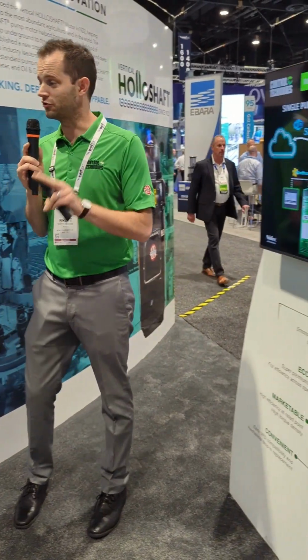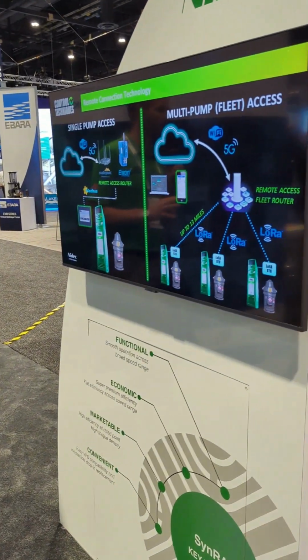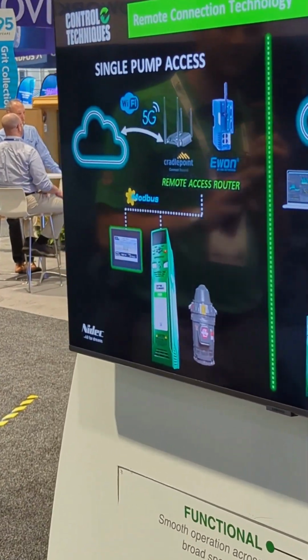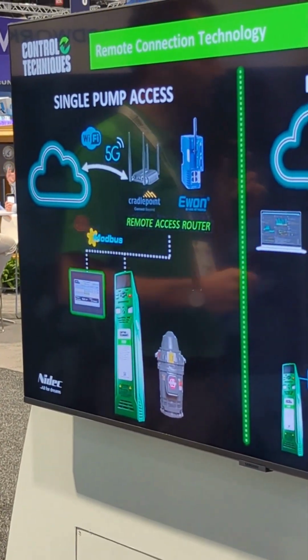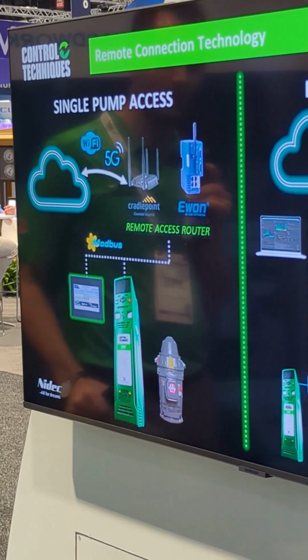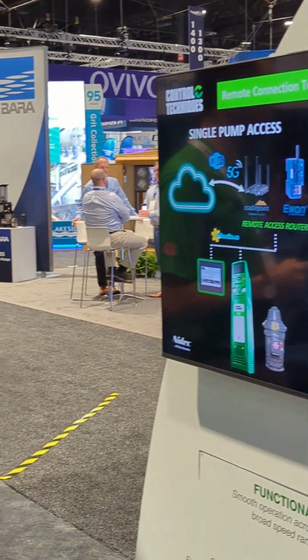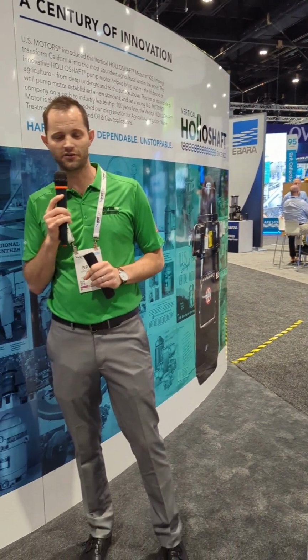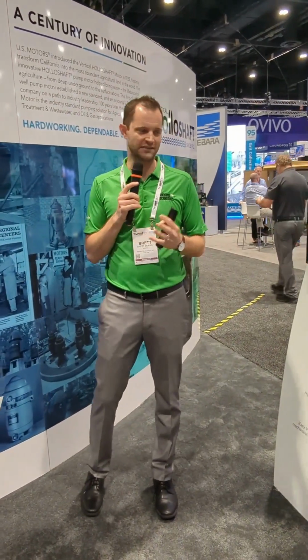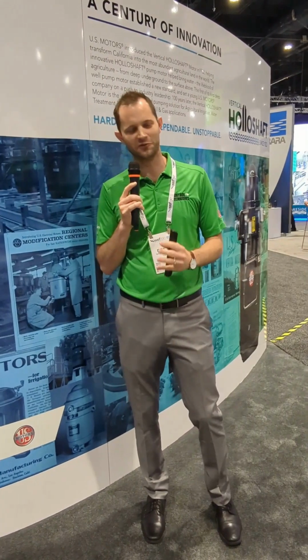I really believe that there are two ways that we do this. If you have a single pump in the field in remote accessibility mode, such as an ag application, an irrigation application, what we do at Control Techniques is we use something like Modbus to connect to the drive through a remote access router. There's a couple of companies that make these, Cradlepoint and E1, or a couple that we use commonly. And then we use 5G or Wi-Fi from those devices back into the cloud to access that single pump. It's a nice way just to get point data out of a pump system in the field.